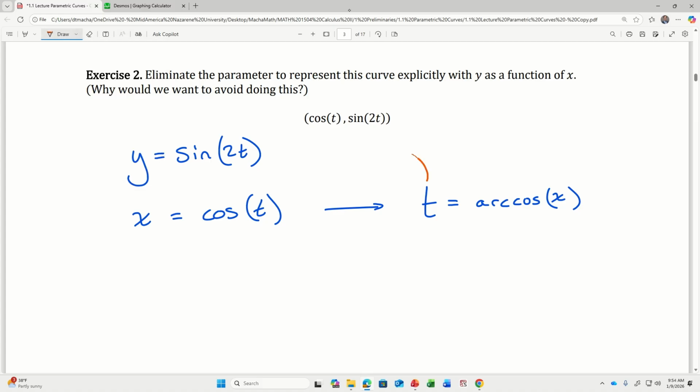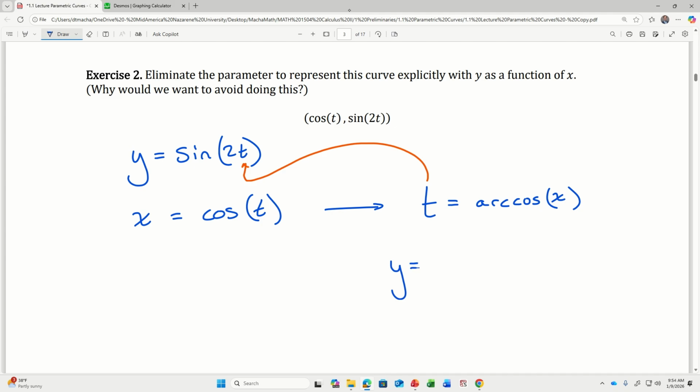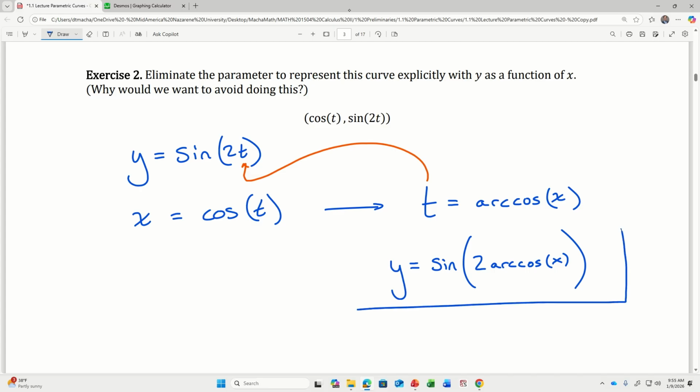And now, you substitute that in right there, and we're going to end up with y equals sine of 2 times arc cosine of x. And this is explicit, where y is a function of x. You tell me the x, I tell you the y. There's no parameters anywhere, so we eliminated the parameter.